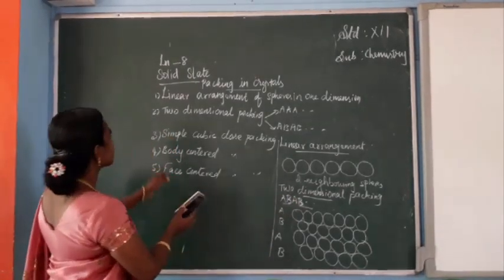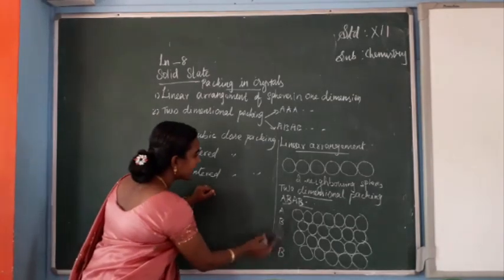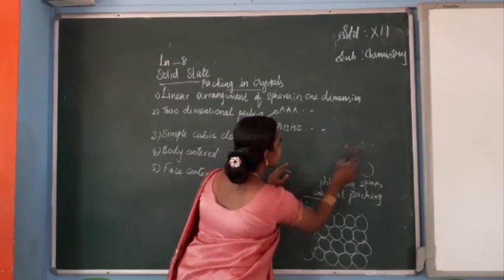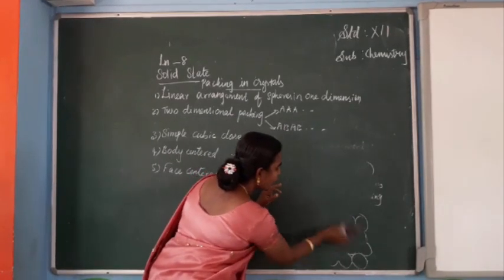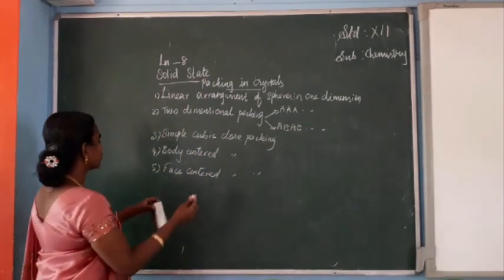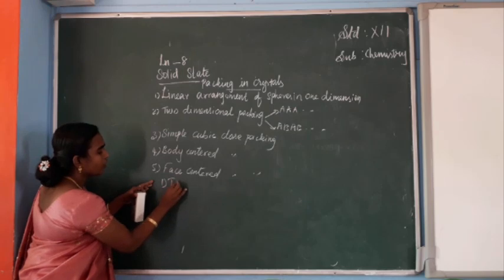Next we can see simple cubic, body-centered and face-centered cubic arrangement. Before introducing this cubic arrangement, there is one more topic you should know, that is tetrahedral void and octahedral void. So, tetrahedral void.